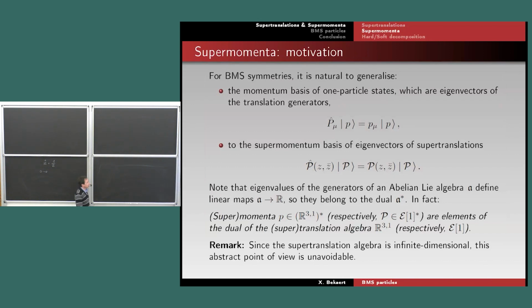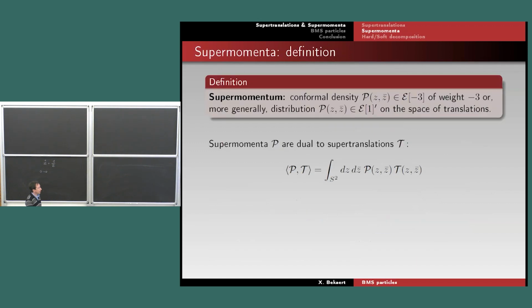As a side remark, this is technical, but important to keep in mind. When you send a Lie algebra, you take its dual, because you send it to eigenvalues, so clearly we are in the dual. But since the space of super translations is infinite dimensional, we should really take the dual in a well-defined sense, and in practice we should take the continuous dual. So we have to be careful about that, and it's really unavoidable. It's not like being fancy, it's mandatory.